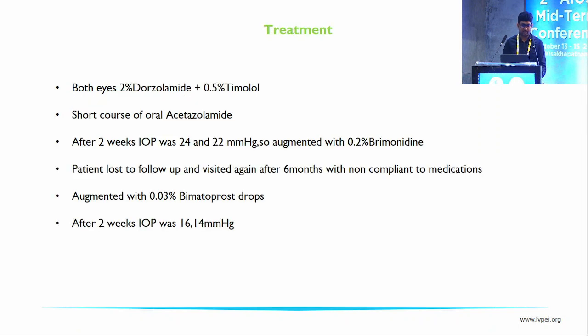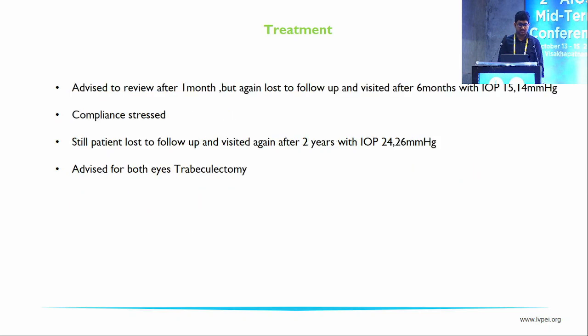So we came to the diagnosis of both eyes iridocorneal endothelial syndrome, both eyes microspherophakia and both eyes glaucoma. As IOP was high, we started with 2 AGMs and called the patient after 2 weeks, but the patient was lost to follow up and came back with pressures of 24 and 22. After 6 months the patient came again, so we augmented the AGMs and stressed all the complaints. Still the patient was unaware of what was happening, although I explained everything, and came after 2 years with IOP of 24 and 26. So finally I advised trabeculectomy for both eyes.